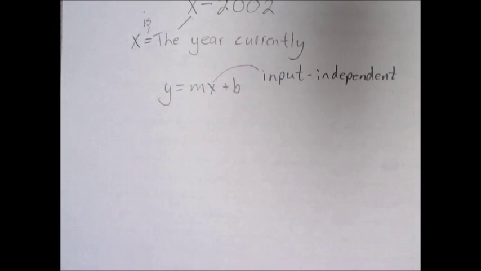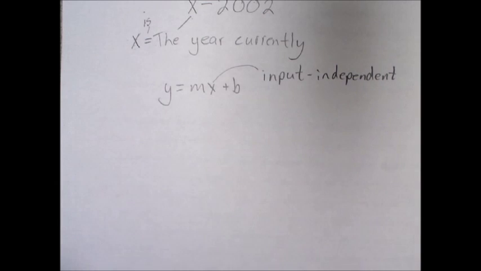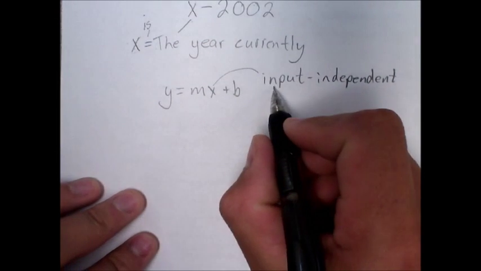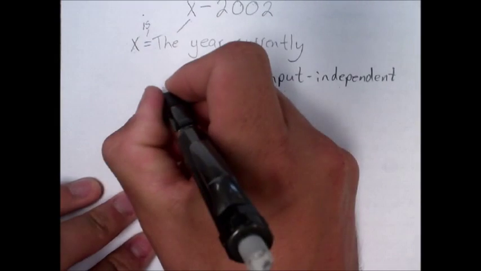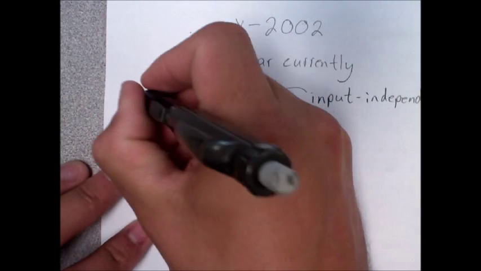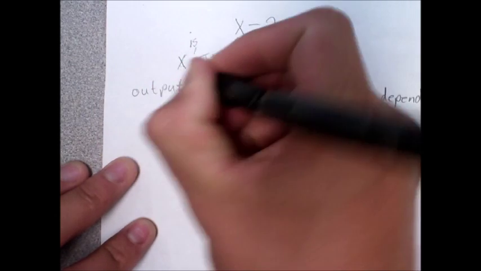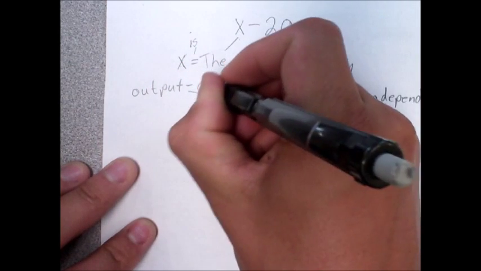All right, input and independent are the exact same thing. So if I say input or if I say independent, they are completely replaceable with each other. So don't think that they are separate entities. They are exactly the same. Therefore, if X is the input and independent, then Y must be the dependent variable and it must be the output. So Y is the output and it's dependent.